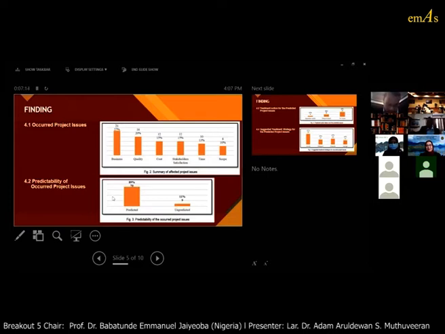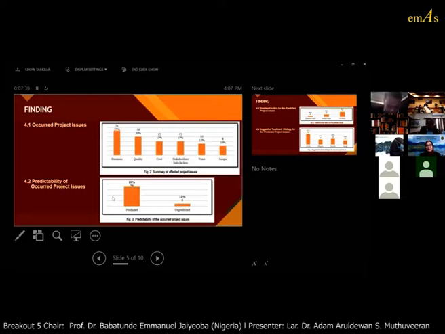On the second finding, which is the predictability of occurred project issues, interviewees were questioned about the ability to predict all these 79 issues that occurred during their projects. The result shows that they can be classified into 2 groups: either they could predict the issues earlier on, or they were unpredicted. We call these surprises.